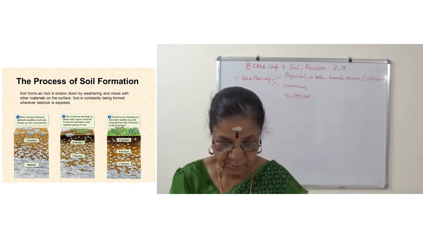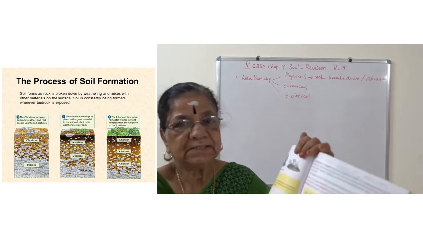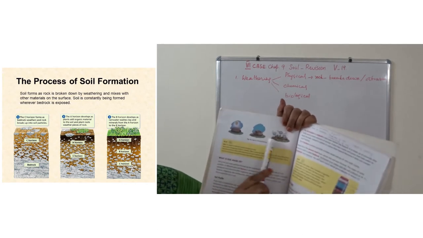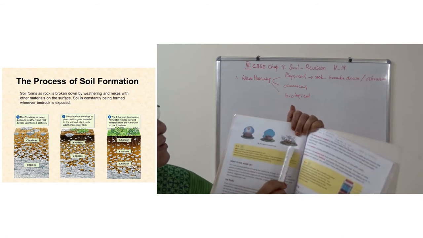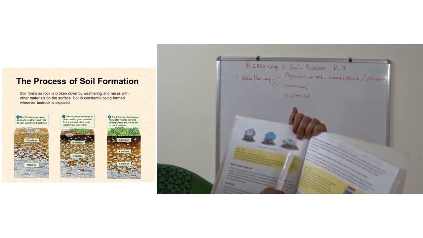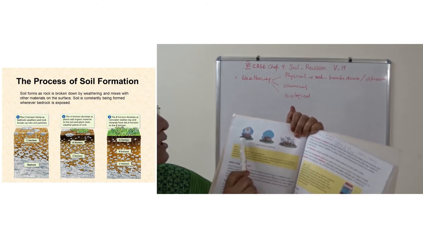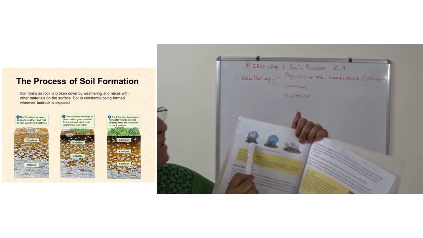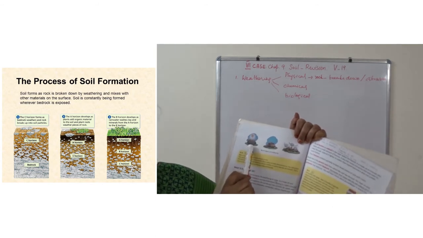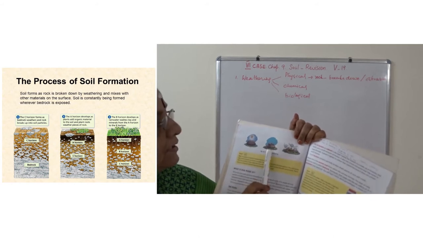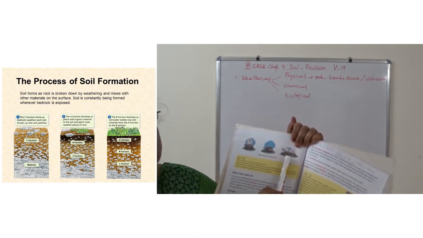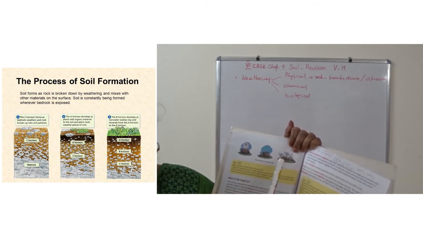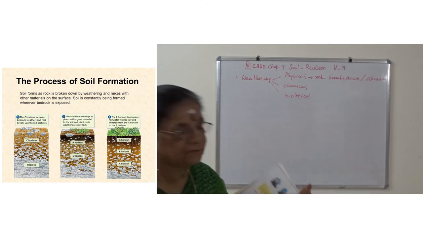Now look at the figure. This is agents of weathering. This is rain, and these are all agents of weathering. This is rainwater, so this is chemical weathering. This is physical weathering: in sunlight, the rocks are broken down into pieces and cracked. This is biological weathering. Physical, chemical, biological weathering. I hope you understand.